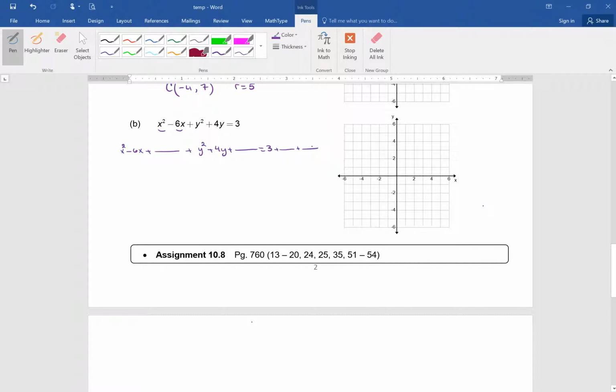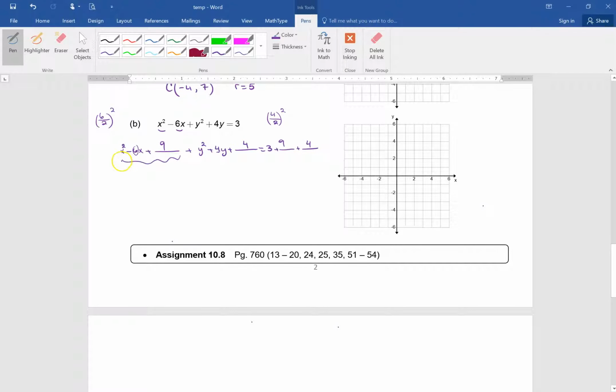Now, we need to figure out what that first blank is going to get. You take the 6, you divide by 2, and then you square. You get a 9 and a 9. This is fun. Then you take the 4. What do you do to it? Divide by 2 and square. Why divide by 2 and square? That's the rule. Always divide by 2, always square. So that's a 4, and this is a 4.